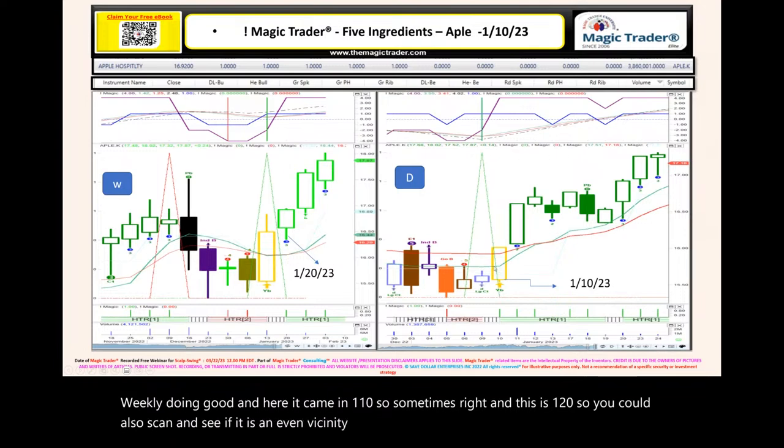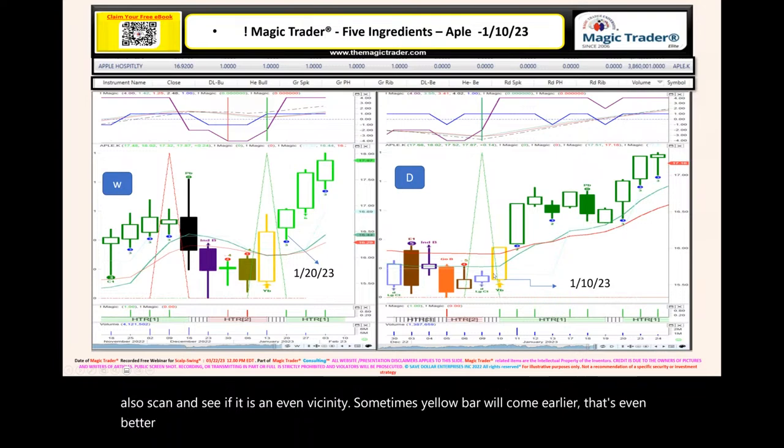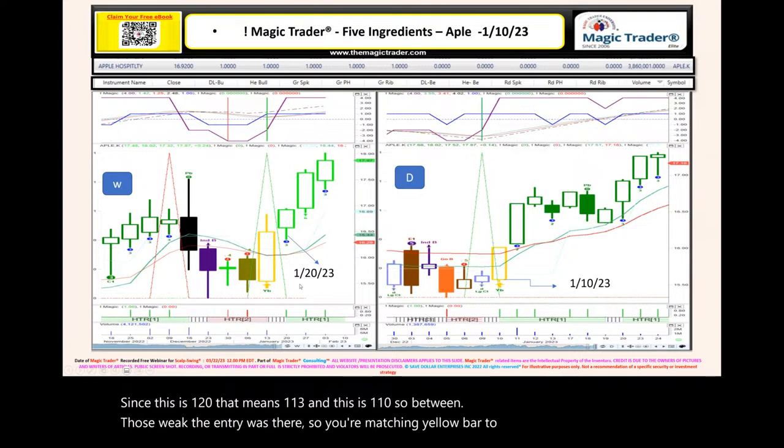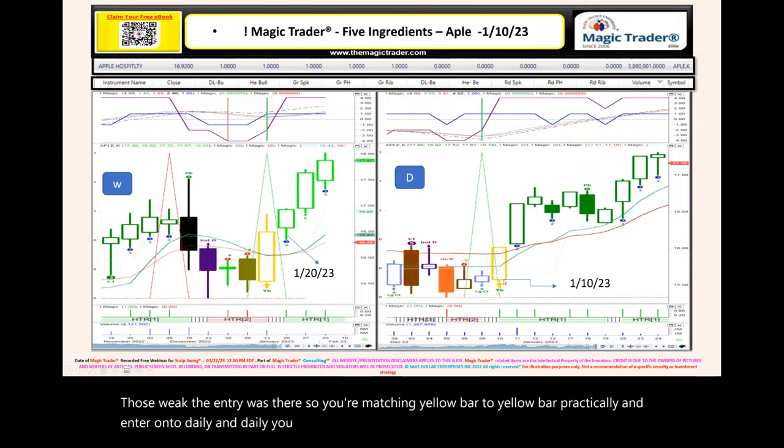Sometimes the yellow bar will come earlier. That's even better. So I take on a smaller time frame for earlier entries. See, this is 120, that means 113, and this is 110. So between those weeks, the entry was there. So you're matching the yellow bar practically, and enter on the daily, and on the daily you could match with 60 and under. So you could find a trigger, right?